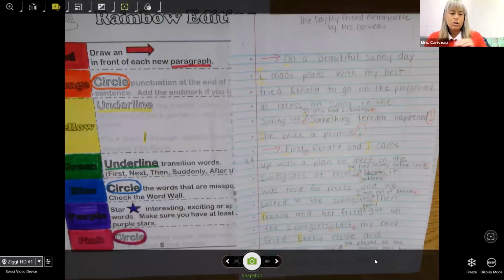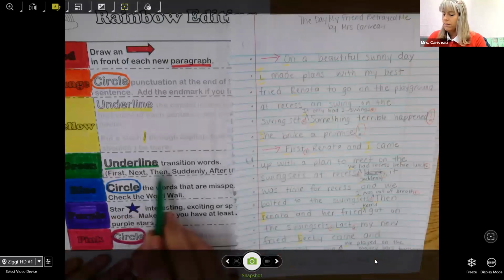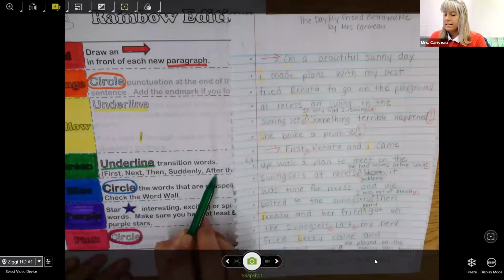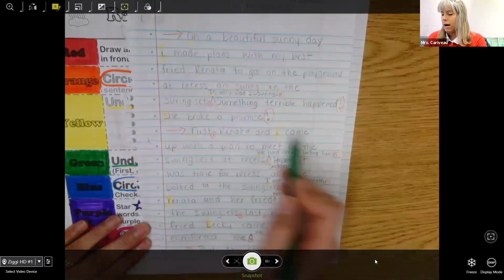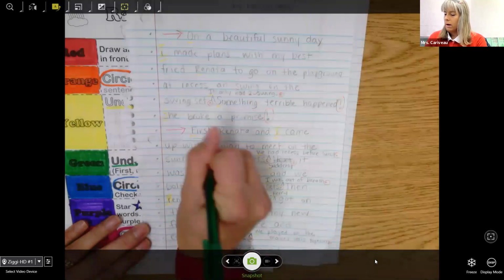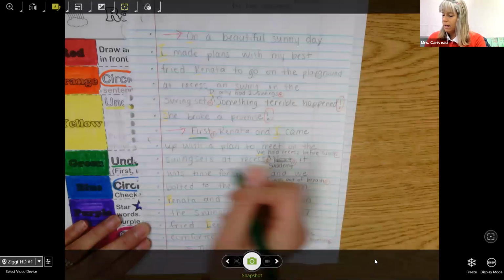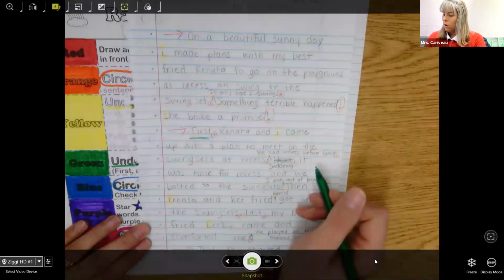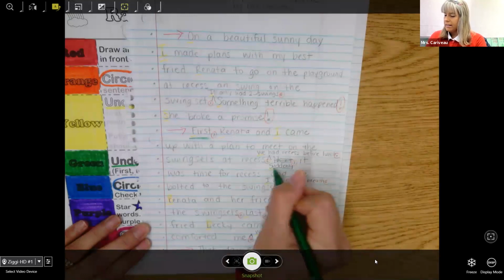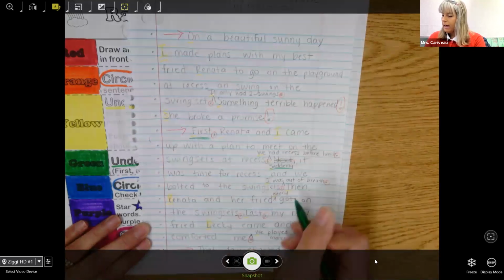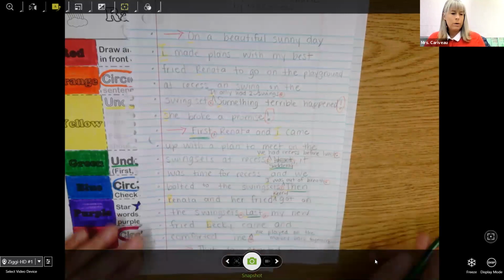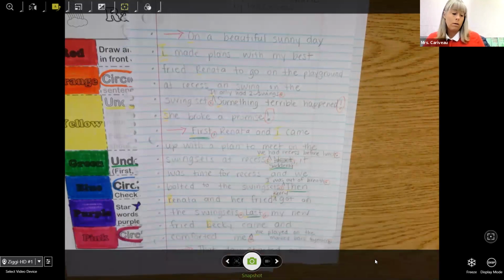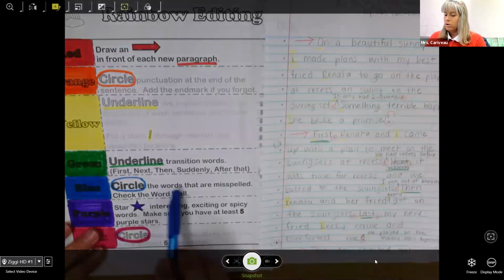All right, moving on to green. So green is those transition words. I have to underline transition words: first, next, then, suddenly, after that, last. So I remember my transition words are all in my body paragraph. I said first, right? Then I said next. Where's next? Oh, no, I changed it to suddenly. That's why I couldn't find it. Suddenly, then, last. There's my transition words. Hopefully you have 4 transition words too, or more. Maybe you have more.